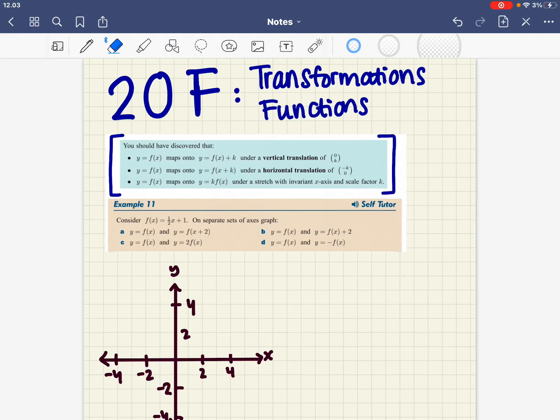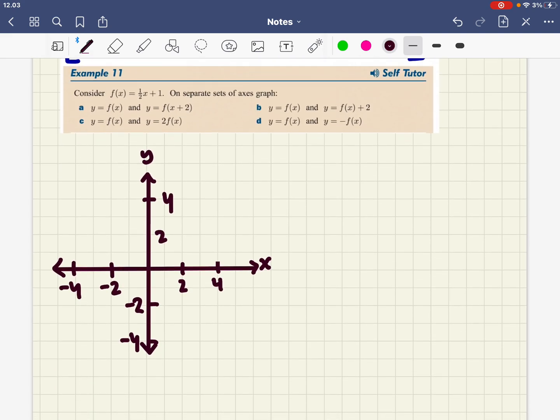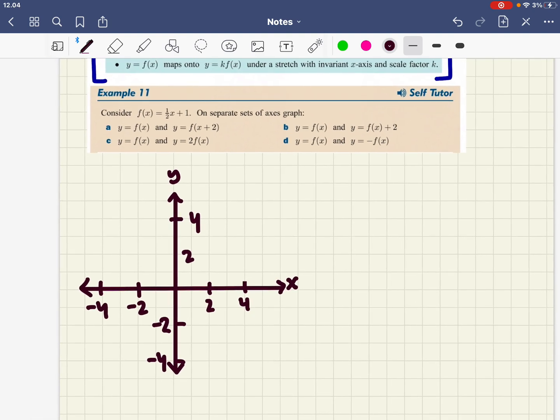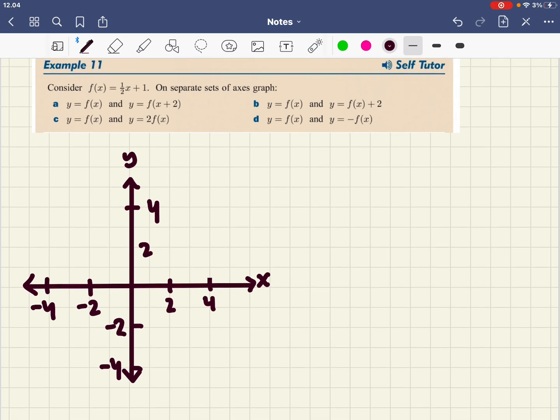Hey, grade 10. So we're going to talk about transformations of functions. We're going to come back to this. You should discover the pattern on your own, because I want you guys to discover it. So I will discuss example 11A. Don't cheat on your textbook or anything, but I want you guys to do B, C, and D, and we'll come back to it in class, okay?